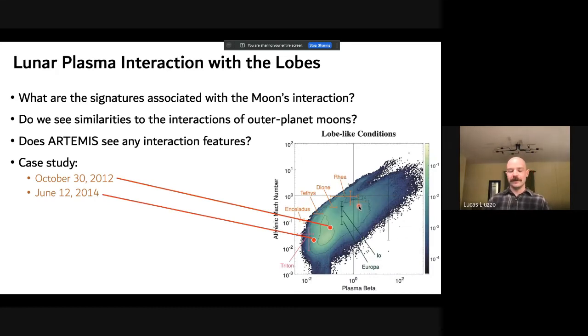We can also look at where in these heat maps the moon was located for these two events. You can see the October date is essentially very close to the most frequently observed type of plasma environment by Artemis. And the June date is close, maybe slightly more extreme, but still close to what Artemis and the moon on average sees.